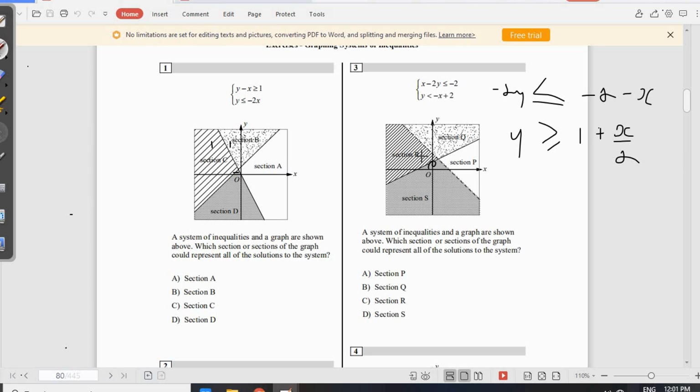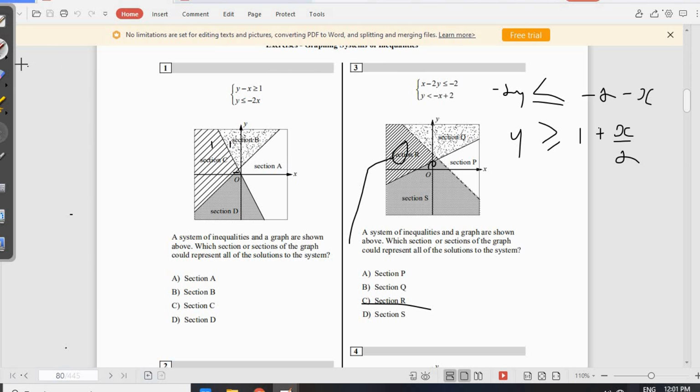Okay. So it says which section of graph represents all the solutions to the system. So we see that I'm talking about this one, since it's greater than or equal to, for this line, we're looking at everything above this section. Okay, everything above, for y is greater than or equal to 1 plus x over 2. So everything above this section. Now for this other line, since we're talking about less than, it's everything below this section. Okay, so only section R fits this description of greater than here, and this is less than, so it is between this section R only, and that's why C is our answer.